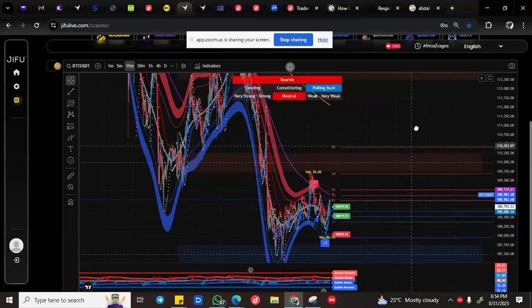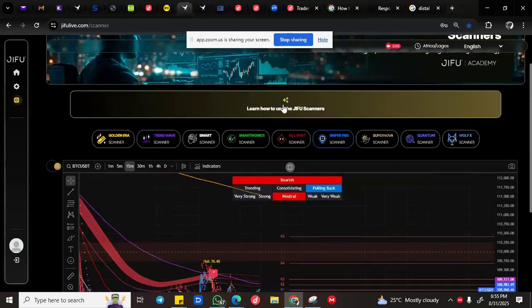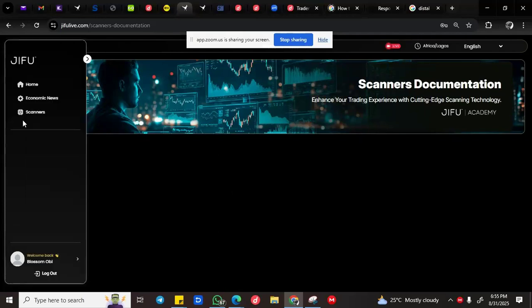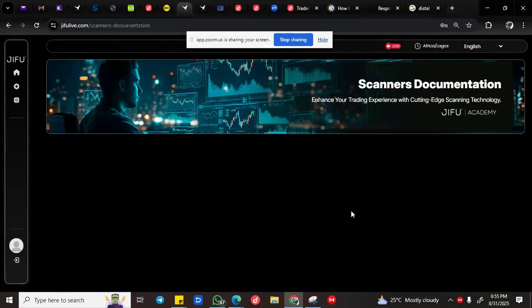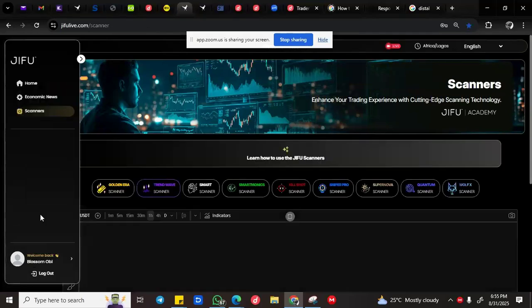Yeah, this is about to be the JIFU scanner before we move on. Now, once you click on learn how to use the JIFU scanner, if you don't know how to use the JIFU scanner and you want to know how, you have to come to learn how to use the JIFU scanner. But I think this is about to stress, but we're not going to allow that. So let's just move on. As you can see, it's not displaying. It's probably my network, I believe. But let's just move on.